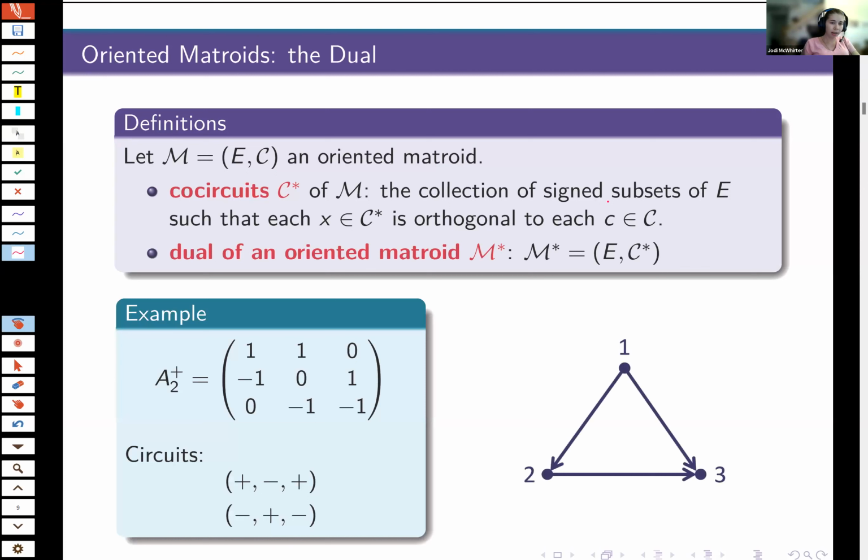So what does that look like? Let's go back to our n=3 example here. And again, I've written down my circuits. I've got plus, minus, plus, and minus, plus, minus. Well, if I want something that's orthogonal to both of those, I could take, for instance, plus, plus, 0, because then the minus and the plus in the first two entries would cancel out, and then I have that 0 in that last column. And so then that would also give us this minus, minus, 0.